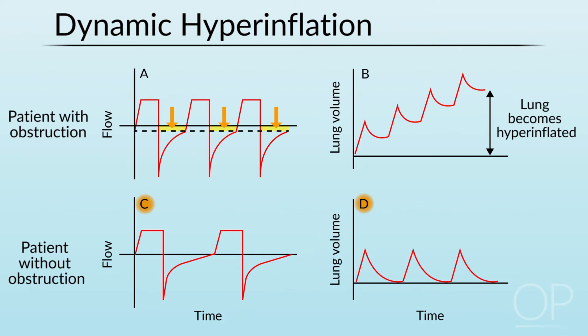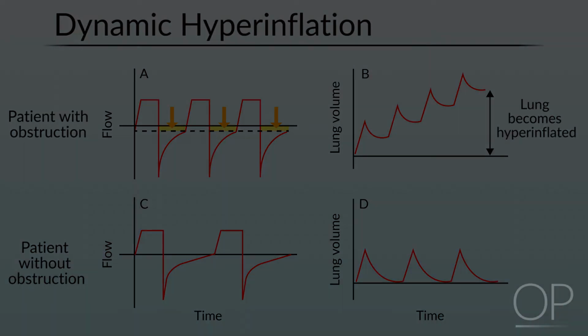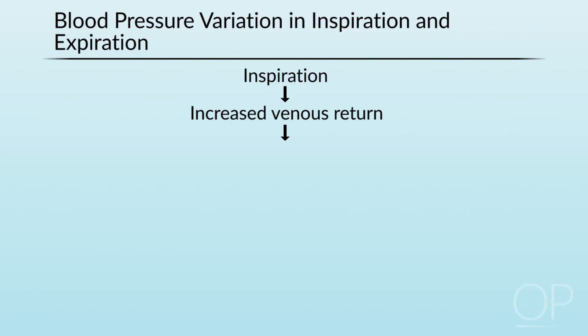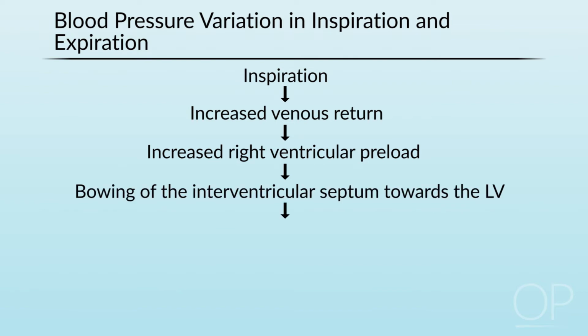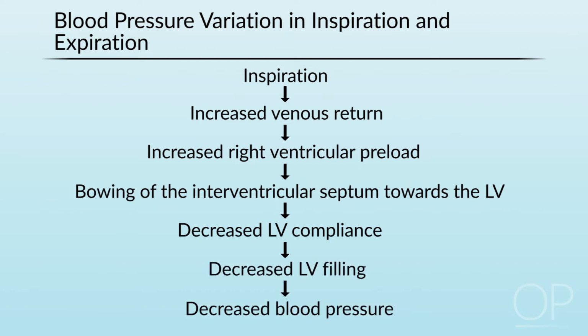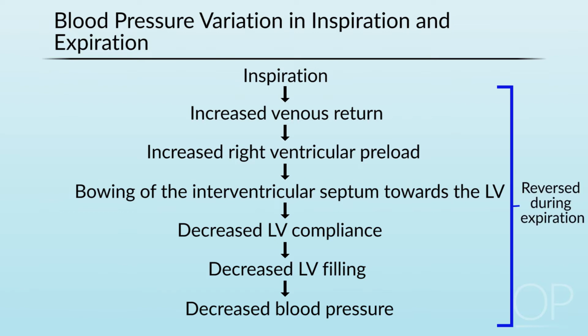So I want to think about hyperinflation in the context of our asthmatic patient and how that might affect cardiopulmonary interactions. So there's blood pressure variation with inspiration and expiration due to interventricular dependence. We've talked about this before, but I think having seen these patients, this will really bring the concept home. During inspiration, we have increased venous return, increased RV preload, bowing of the septum, and decreased left ventricular compliance. The decreased compliance, remember, comes from the fact that you have this big negative intrathoracic pressure, which is adding wall stress to the left ventricle. The decreased filling leads to a decreased blood pressure, and this process is reversed during expiration.